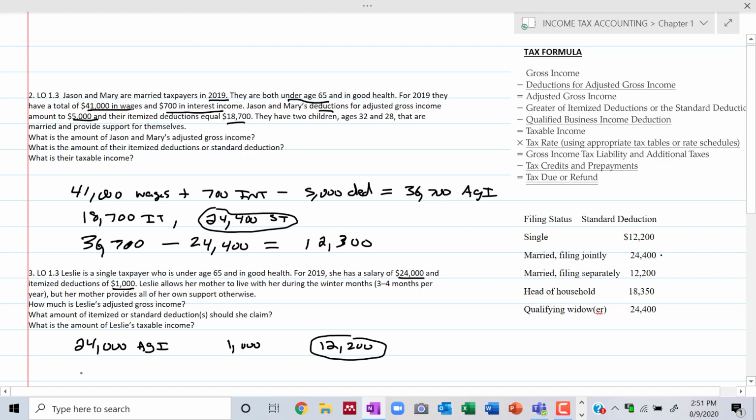The last question asks, what is the amount of Leslie's taxable income? And remember, you'll take the AGI minus any deductions. And so our AGI is 24,000. It's going to be less the 12,200 of her standard deduction, which is going to give her taxable income of 11,800.